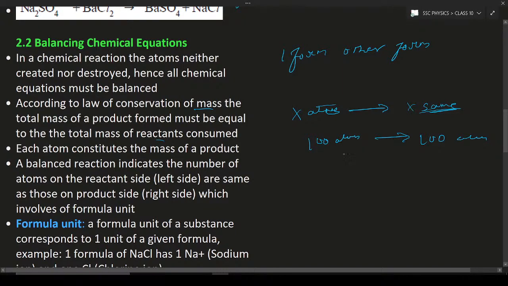And remember one thing, each atom constitutes the mass of the product. For example, if you take a glass of water, let us consider it is around 250 grams. Here each and every water molecule in the glass is going to have some weight, though it may be negligible. Even though the weight is negligible, it is going to provide some amount of weight to that water.